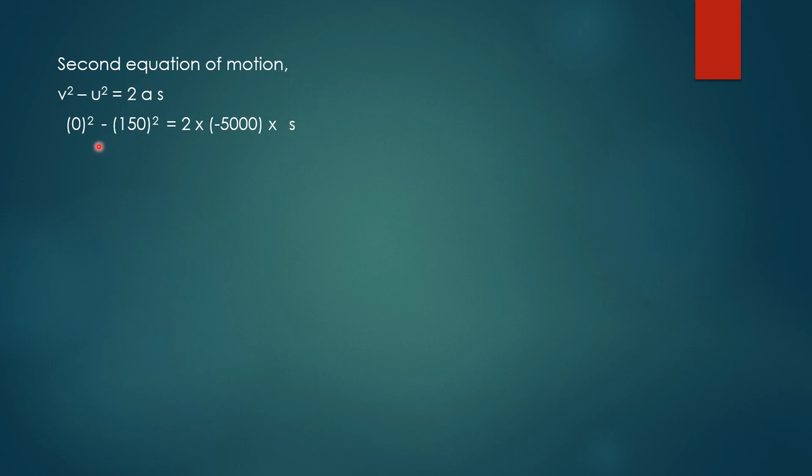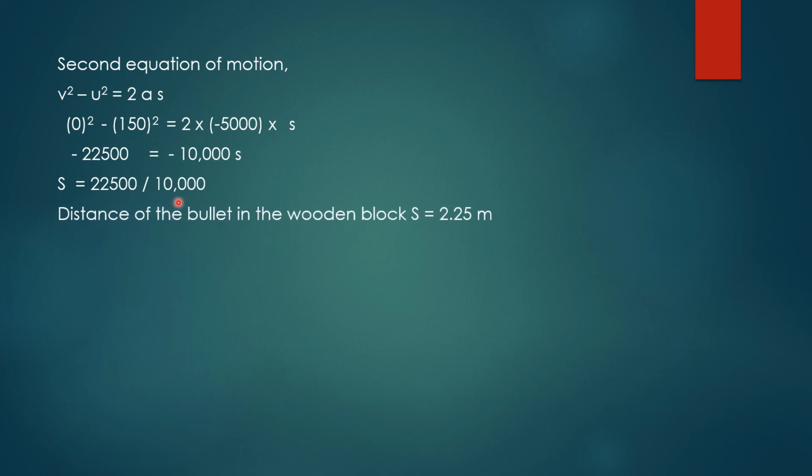Now 0 square will become 0 only, then minus 150 square will become minus 22,500, which is equal to 2 into minus 5,000, that is minus 10,000. So this minus and this minus will get cancelled, and s will be equal to 22,500 divided by 10,000. When we divide, the distance the bullet penetrates into the wooden block is s equal to 2.25 meter. So now we have found the acceleration, and we have also found the distance.